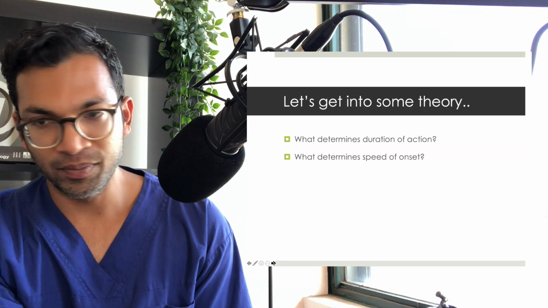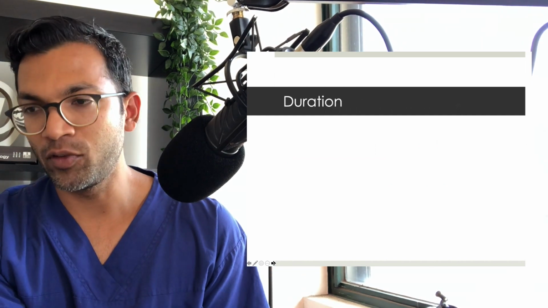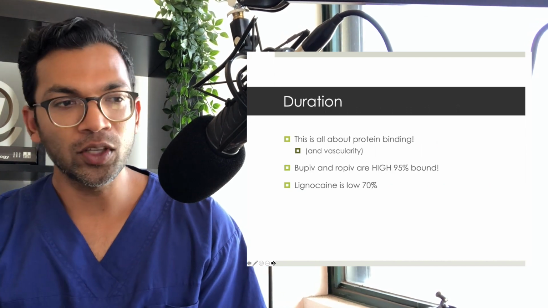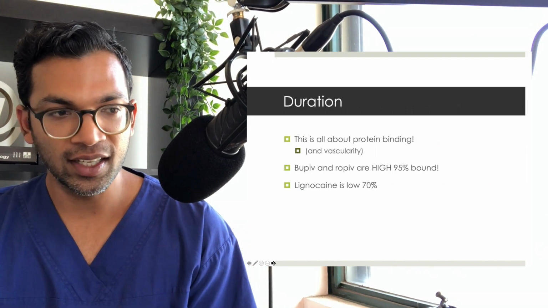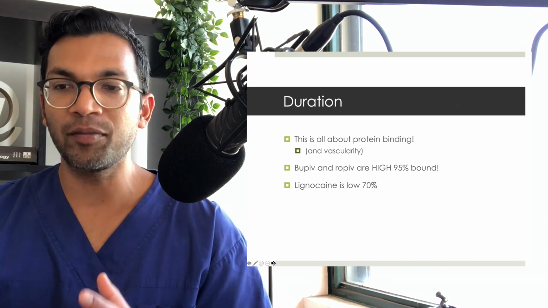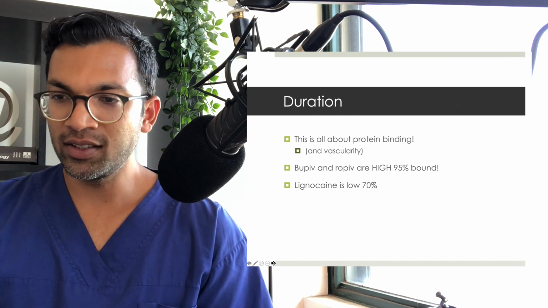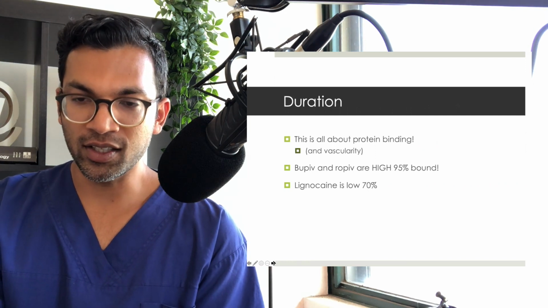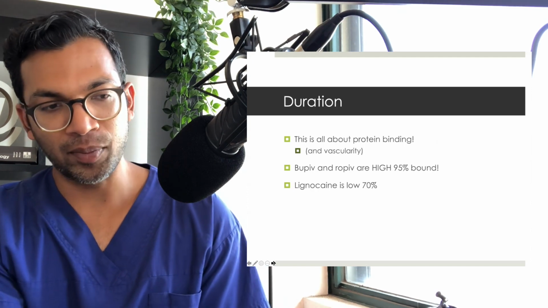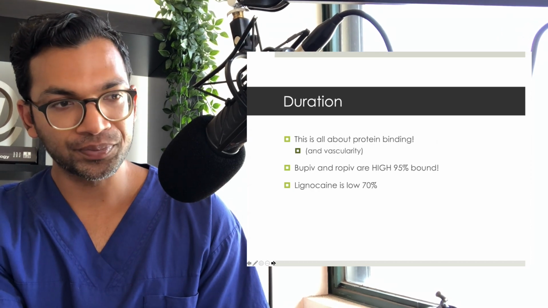This is a bit of the theory that I had to learn, and I'll just go through it because it has a certain amount of relevance, because I think knowing this peripheral information is probably useful. Duration is all about protein binding and also a bit about vascularity. So know that bupivacaine and ropivacaine are highly protein bound, like 95%, and lignocaine is generally lower, about 70%. So lignocaine doesn't bind as hard to those proteins to stop sodium transmission or nerve conduction, but ropivacaine and bupivacaine do. That's one of those specific pharmacokinetic things that are really important.